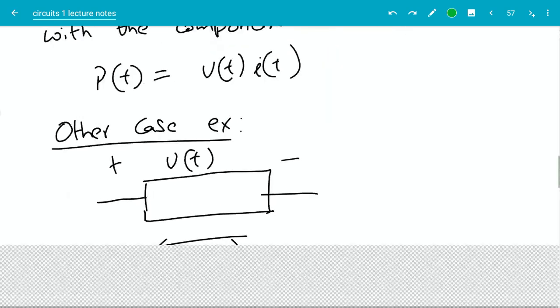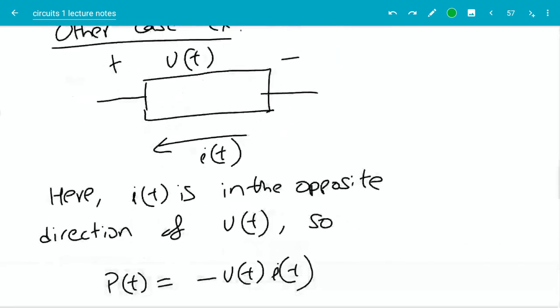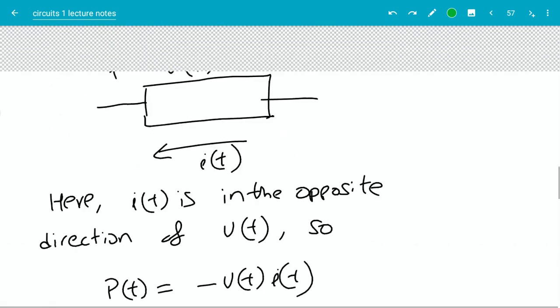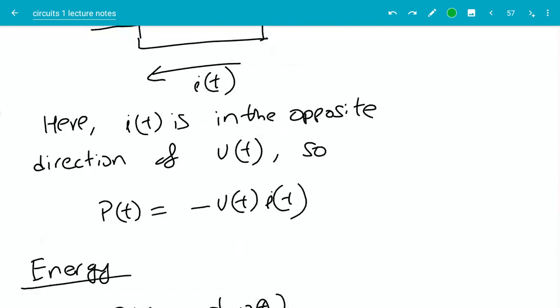Now, for example, let's take the opposite case, where I of t is not in the direction of the voltage drop, but in the opposite direction, in the direction of voltage increase. In this case, the power associated will be negative.